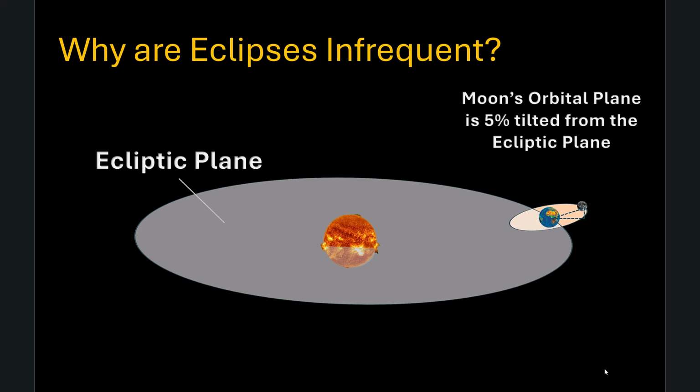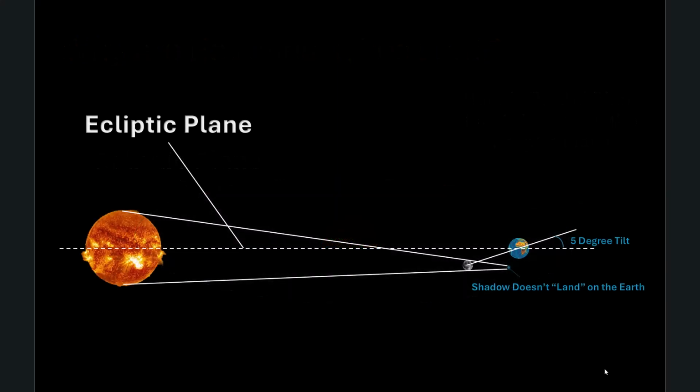That may not sound like very much, but if everything was shown here in true scale, you would realize that as a result, the vast majority of the time, the moon can't be between the Earth and the sun. And so that's why the vast majority of the time period in any given moment of the year, you don't have an opportunity for an eclipse.